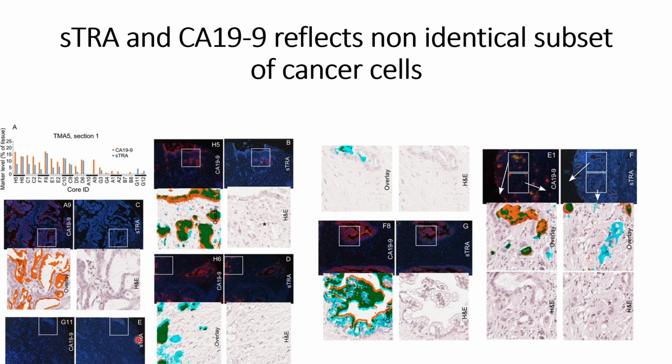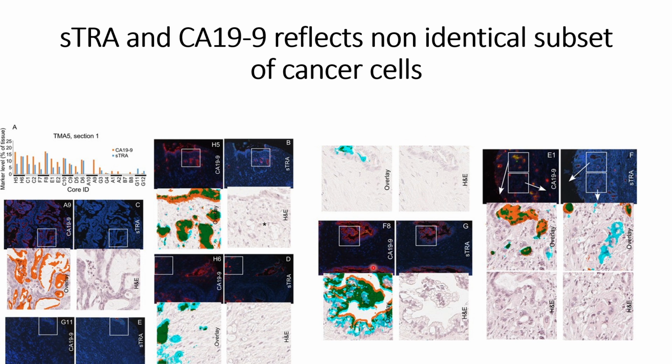In the case of panel E, the expression of sTRA is also high, and the dual expression is very low. For example, the overlays on the right-hand side show that the cyan is very high compared to the green signal, and the orange signals are almost negligible. So in panel D and panel E regions, sTRA is dominant compared to CA19-9.